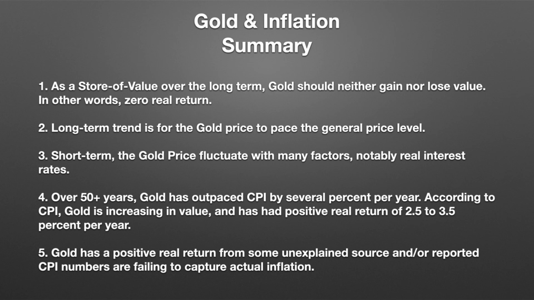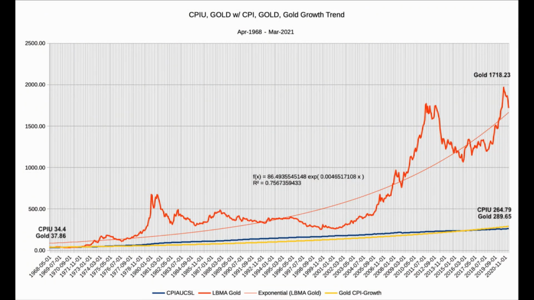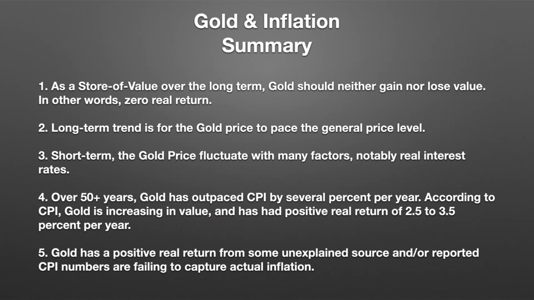Now, the thing is, over the last 50 plus years, gold has outpaced the CPI by several percent a year. And again, you can see that easily on this chart. Anyone can go get this data and plot it. You'll see that the trend line does not appear to be anywhere close to CPI. It seems to be far above what the CPI would lead you to believe. It works out to about 2.5 to 3.5% per year above the CPI. So this is either a positive real return, or CPI numbers are just not capturing actual inflation. I think it might be a combination of both of those.